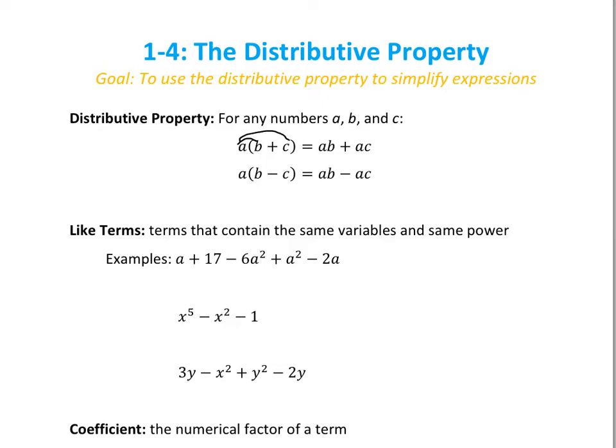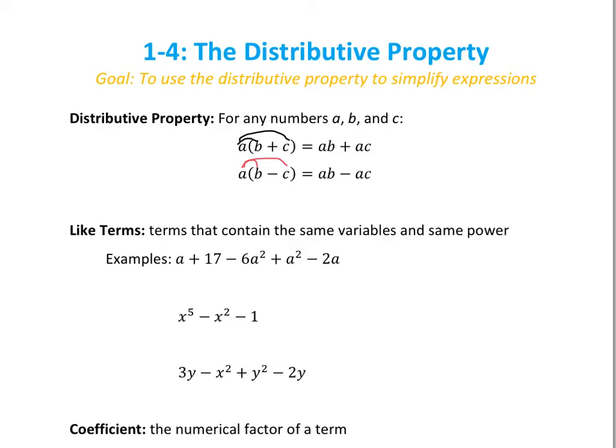It works also if you are subtracting, so a times the quantity of b minus c is ab minus ac. You can distribute that a right in there just like that. Okay, so that's going to be really helpful when we're trying to understand what it means to combine like terms, and it's going to be really important for simplifying expressions when you have something multiplied by a sum or difference of two things in parentheses.